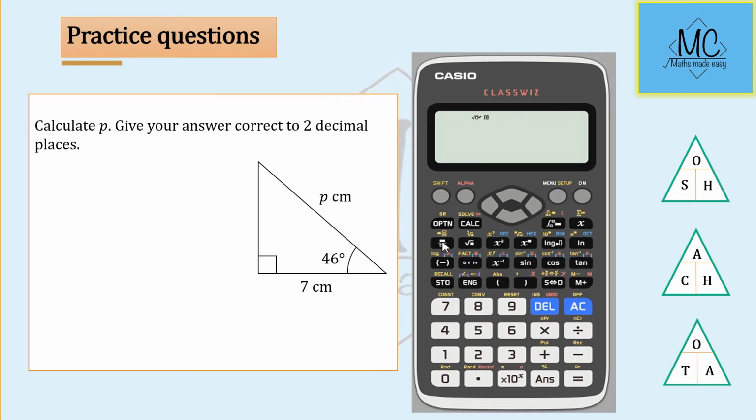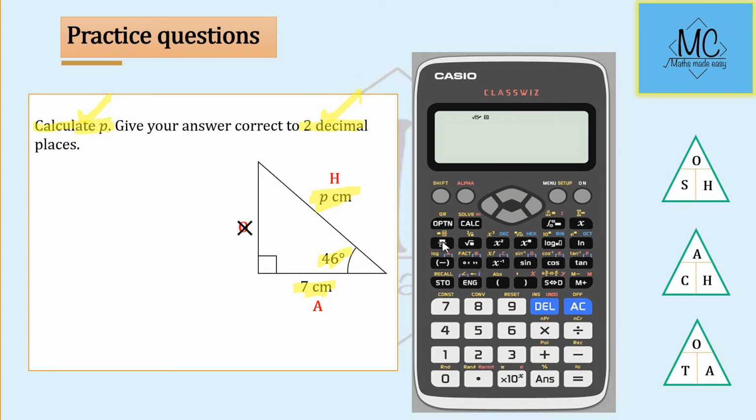So here's the other practice question for us. Calculate P and give your answer to 2 decimal places. This is our hint. Now P is my side. We have been given this angle and we have been given another side. So first thing first, label all the sides of your triangle. Now we have been given 2 sides and 1 angle. So the third side we don't need, which is my O.